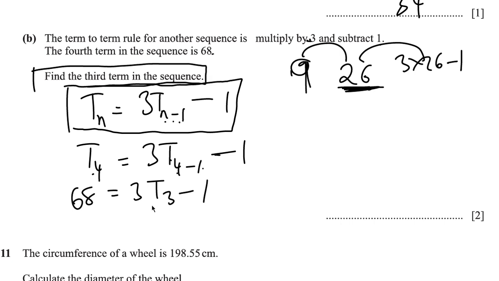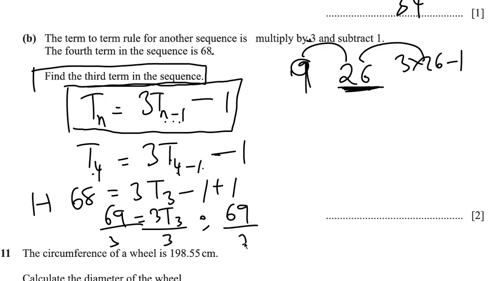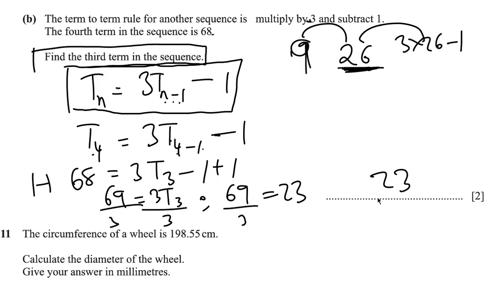You can see the question asks us to find the third term in the sequence. So we make T3 the subject of the formula. We add 1 to both sides; 1 plus 68 is 69. So we have 69 equals 3T3, and dividing through by 3, 69 divided by 3 is 23, and that's the third term in the sequence.